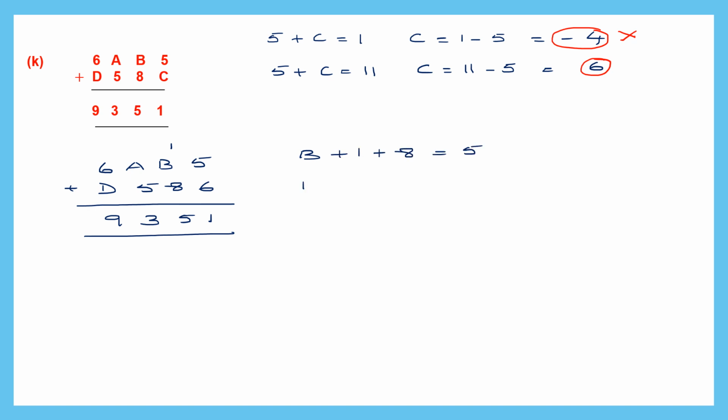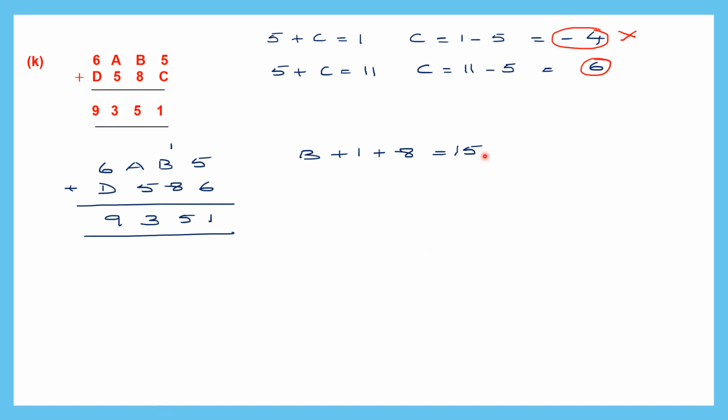B plus 1 plus 8 is 9, which is equal to 5. So B is equal to 5 minus 9, which is equal to minus 4. So again, we cannot make B minus 4, isn't it here? So it's a negative number. So here we said B plus 1 plus 8 is 5. Let's make it as B plus 1 plus 8 is equal to 15 and see what we get.